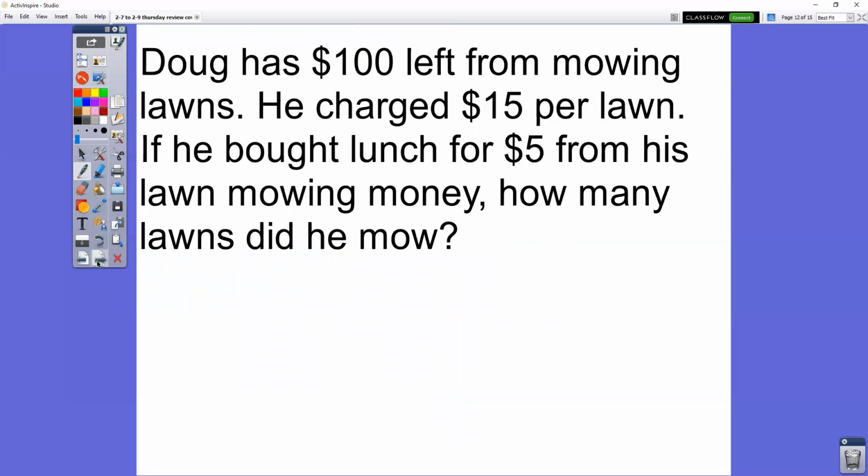Take a look at this next one. Doug has $100 left from mowing lawns. He charged $15 per lawn. If he bought lunch for $5 from his lawn mowing money, how many lawns did he mow? Go ahead and try this one on your own, please.